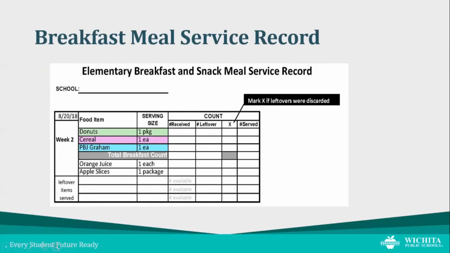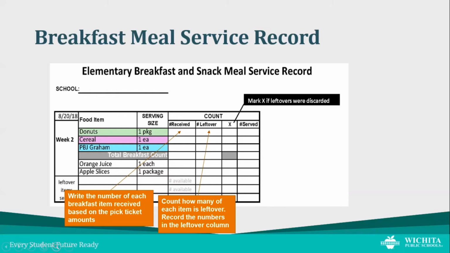Let's talk a little bit more about the count section of the meal service record. You write the number of each breakfast item received based on the pick ticket amounts. When meal service is over, you count how many of each item is left over, and you record that in the number left over column.